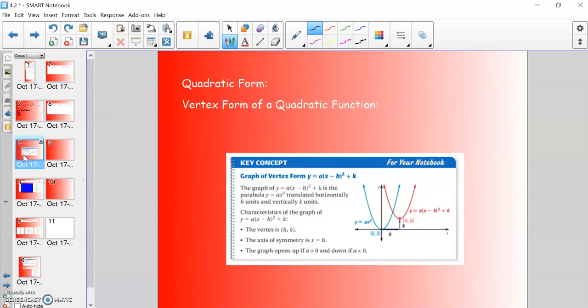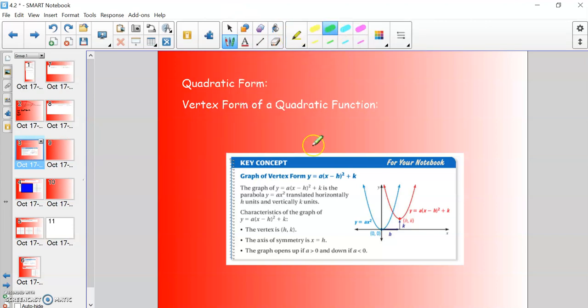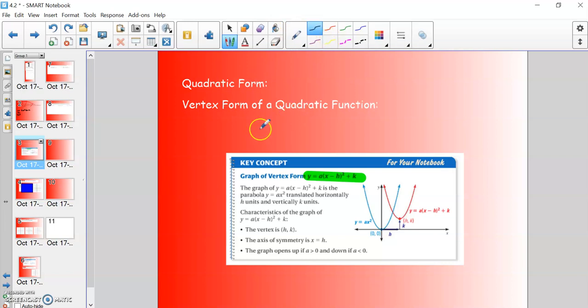So first we're going to start with vertex form. This formula here I would say is something that 100% needs to get in all of your notebooks. Y equals a times x minus h squared plus k. So that actually is vertex form. So vertex is y equals a times x minus h squared plus k.